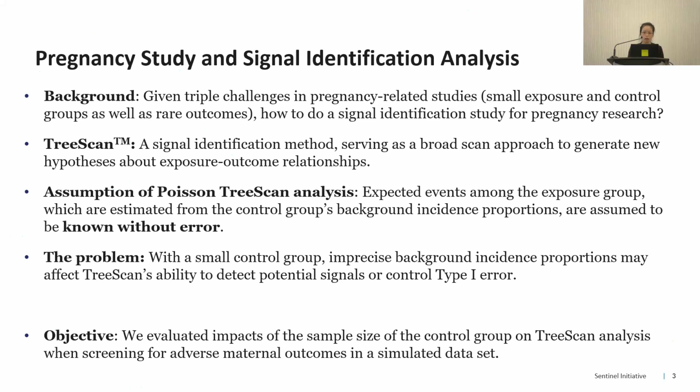So this leads to a potential problem that when we have a small sample size in the control group, our observed background incident proportion may be imprecise, and this could affect tree scan's ability to detect potential signals as well as control for type 1 error. So we conducted our simulation study to quantify those impacts as well as try to answer how big the sample size in the control group we would need in order to do the tree scan analysis.